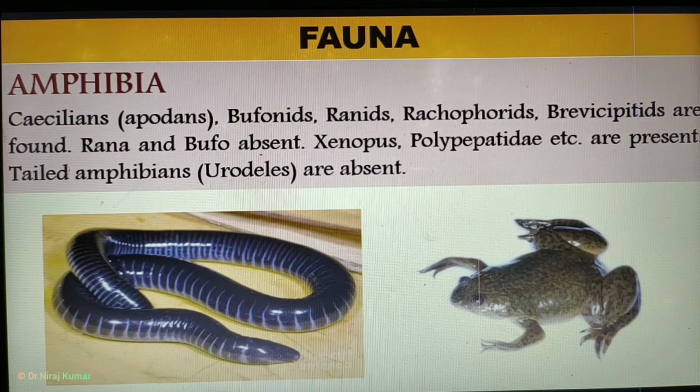Among vertebrates, second is amphibia. Among amphibians, apodons, bufonids, ranids, rhacophorids, brevicipitids are found. Rana and bufo are absent. Xenopus, polypeptidae, etc. are present. Tailed amphibians or urodels or caudata are absent.